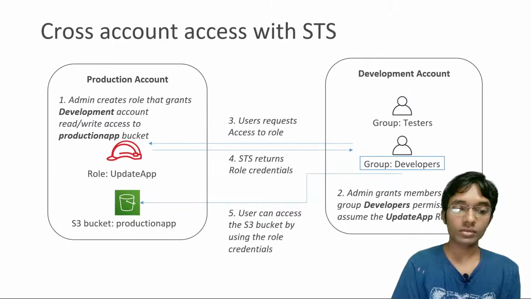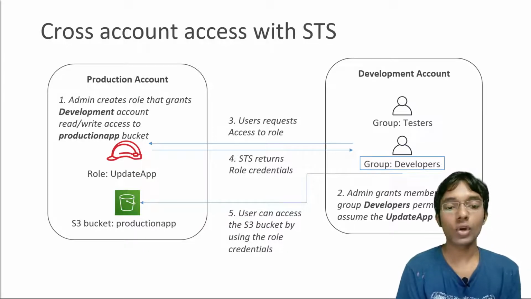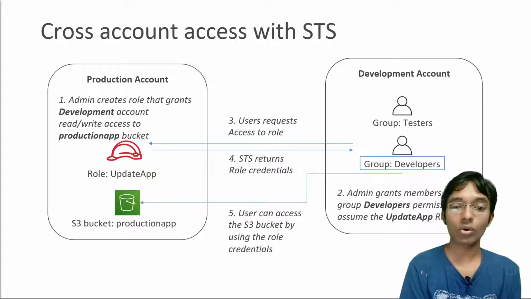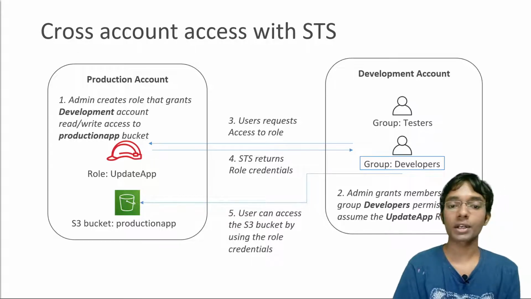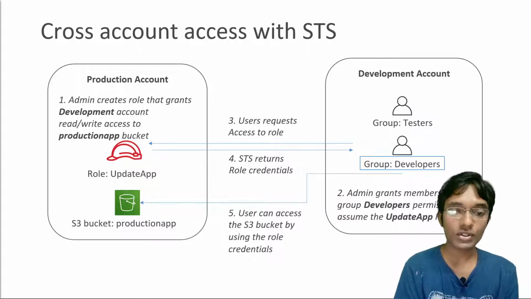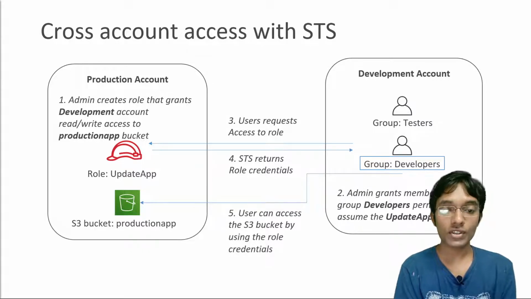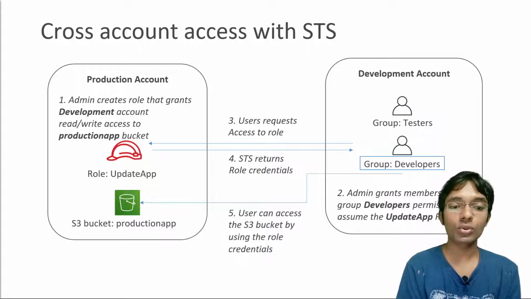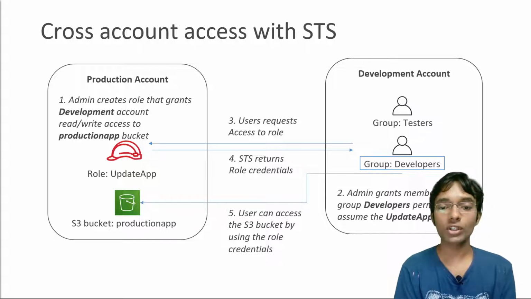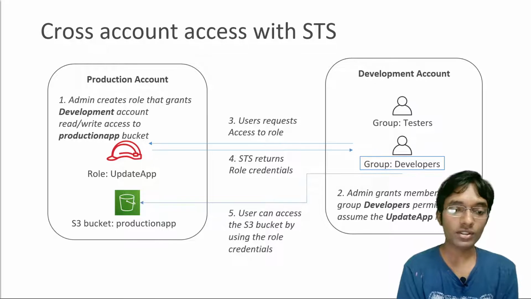Okay, but what does it look like in practice where we have STS account access? Again, just a reminder, but something you have probably already seen before. We have a production account with an S3 bucket and a development account, with two groups of users, for example, testers and developers. We want to provide developers access to the S3 bucket production app. So the first thing we do is that in the production account, the admin will create a role that grants the development account read or write access to the production app bucket. So this role will allow us to access the S3 bucket.